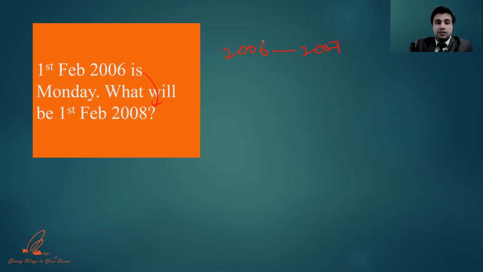If it contains a 28 days February, then this will have 1 odd day. If it contains a 29 days February, then it will have 2 odd days. Now 2006 to 2007, the February which is included is February of 2006, which is 28 days. So this will have just 1 odd day. And 2007 to 2008 includes the February of 2007, which is 28 days. So again 1 odd day. So total is 2 odd days. So the answer is Monday plus 2, which is Wednesday.